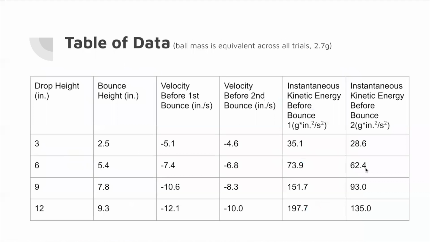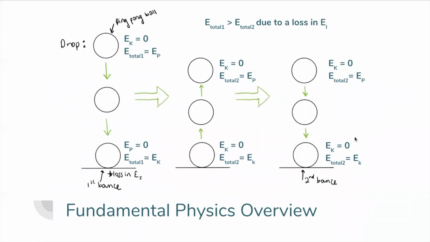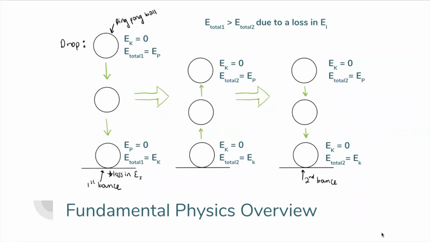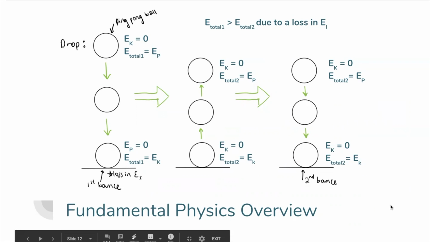And then this is our table of data with the drop height, bounce height, the velocities before the bounces, and then the instantaneous kinetic energies before each bounce. So this is just a fundamental physics representation of what's happening to the energy of the ball as it falls. At the start, all the energy is stored as potential energy between the ball and the earth in gravity. Then right before it hits the ground, the instantaneous moment, all of its energy is kinetic, and that should be roughly equivalent to the potential energy.